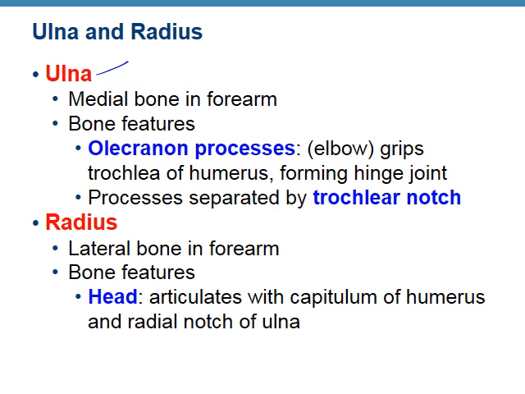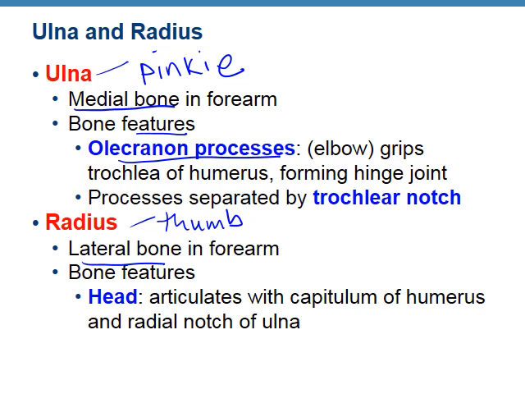Within the forearm, we're going to look at the ulna and the radius. Probably the best thing is to say that the radius is on the thumb side and the ulna is on the pinky side. The ulna is the medial bone. It's on the inside. The radius is the lateral bone. It's on the outside. And the features, we're going to look at the olecranon process, which we just saw, but we'll look at it again, the trochlear notch, and then the head of the radius.